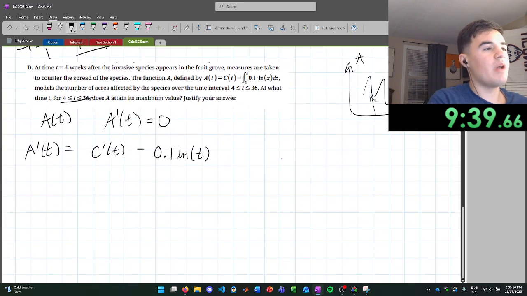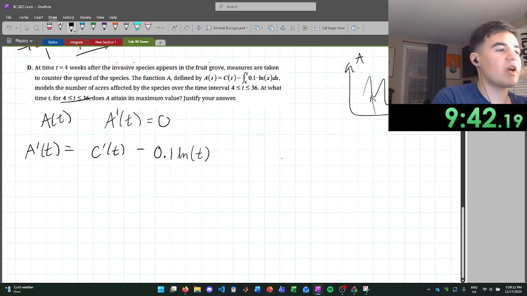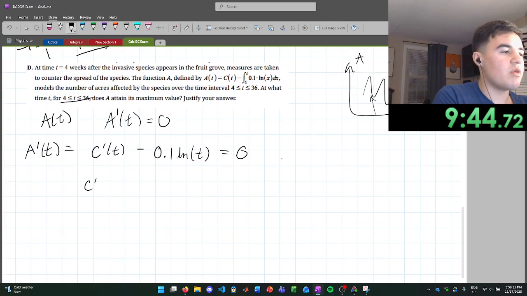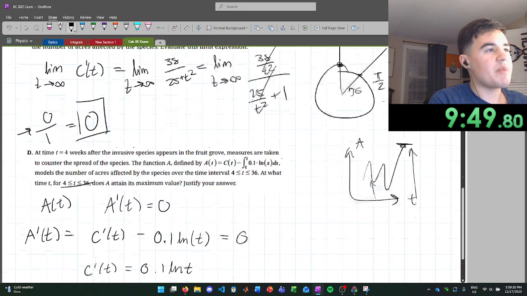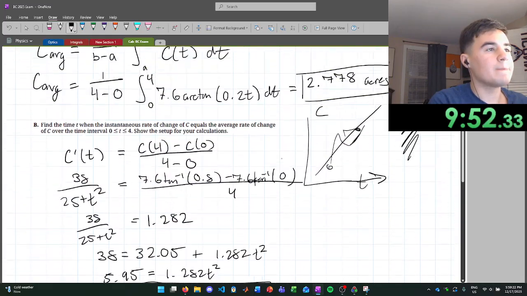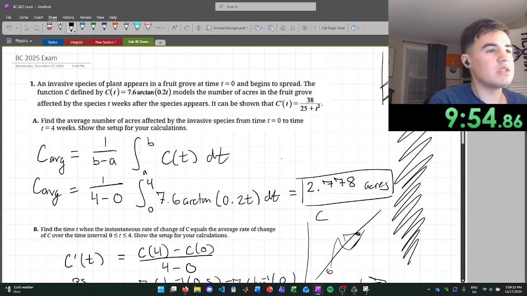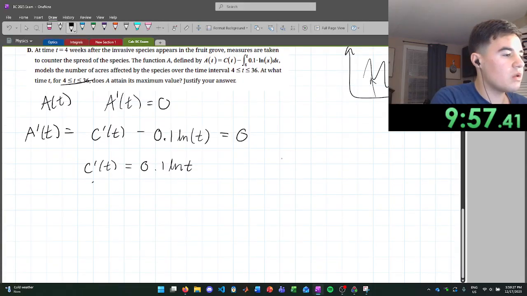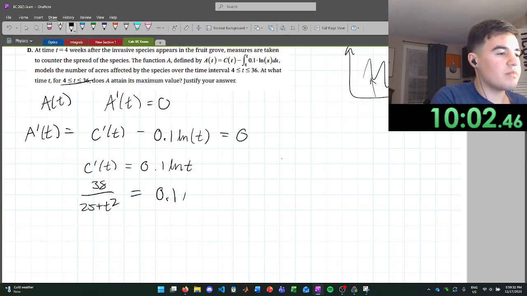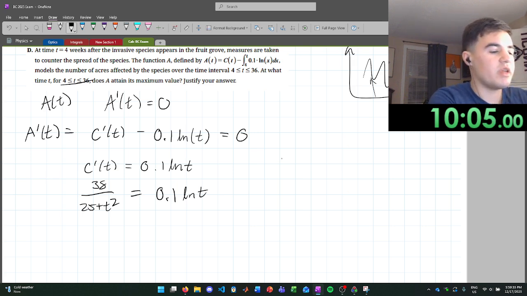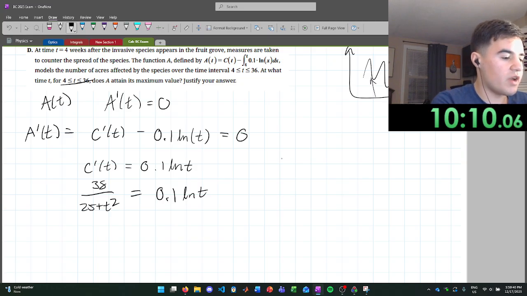Then we can evaluate everything. So we start by saying, okay, let's find local minimum maximums. This is equal to 0 when C prime of t is equal to 0.1 ln of t. C prime of t was 38 over 25 plus t squared. And this is definitely one that's not going to be solvable, so I'm just going to plug it into my calculator. First function is 38 over 25 plus x squared. Next function is 0.1 ln x.